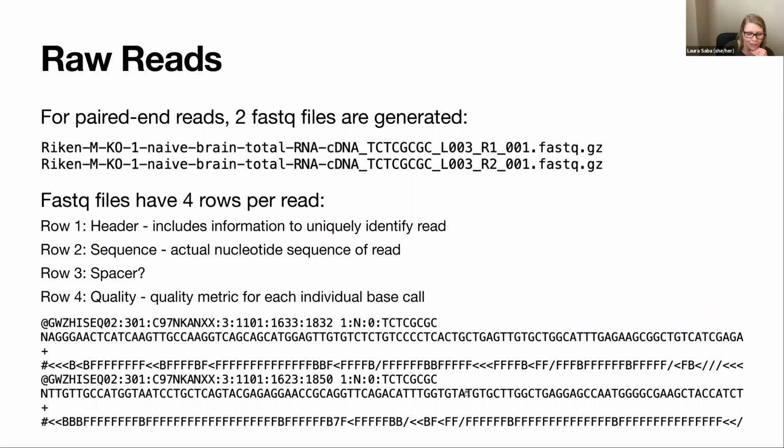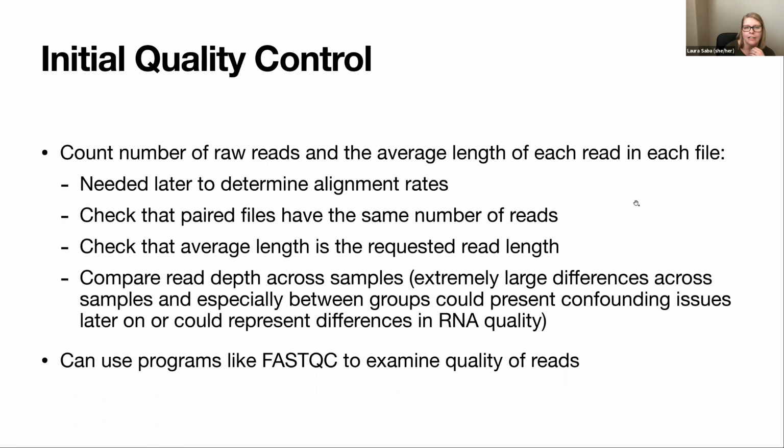But in general, they tend to look good. And so one of the things I always recommend is counting the number of raw reads and making sure that you have an equal number of reads between your two read sides for each read pair, making sure it's the length that you're expecting. And in general, we want to just compare across samples to make sure that all of them are between 20 million and 40 million, for instance.